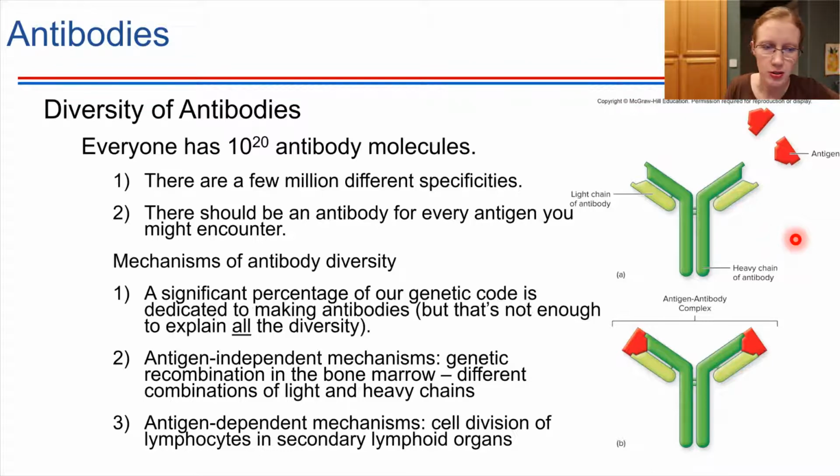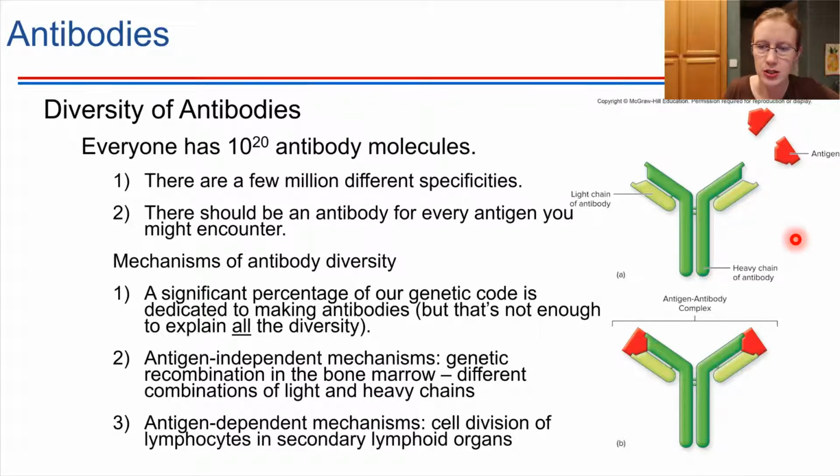So, this kind of brings up the question, what is it that allows that diversity? Our genomes are not large enough to encode for that many different antibodies. So this is a really curious thing. How do we have so many different antibodies? There are a few different reasons why we end up with so many different ones.